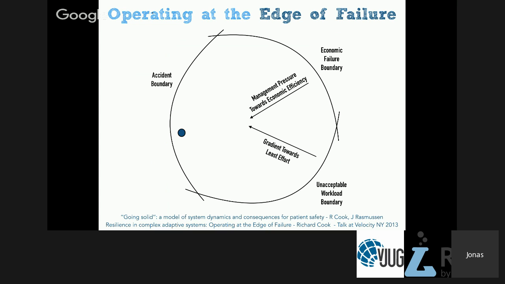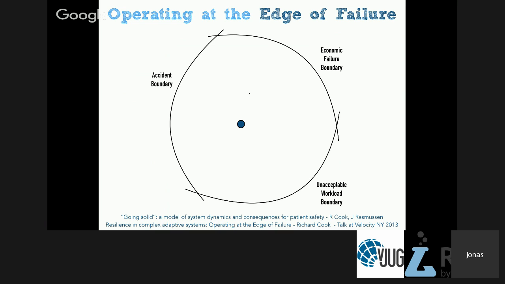If we actually do cross the accident boundary, then everyone panics. We start to apply some sort of counter gradient, moving it away from the accident boundary again. That can be adding new policies, rules, perhaps new tools, perhaps doing a rewrite or stuff like that. But then we forget about it. Time passes, and after a while we say, that outage was last year, and it's not that bad now, and it probably won't happen again, and so on. And then the economic failure boundary starts pushing us towards the accident boundary again, and history repeats itself, essentially.